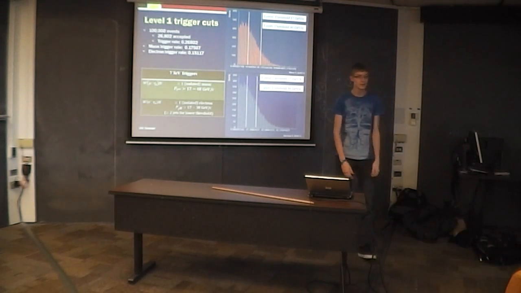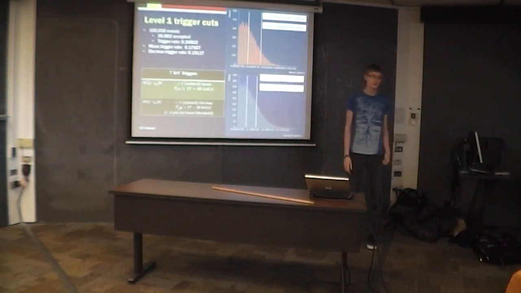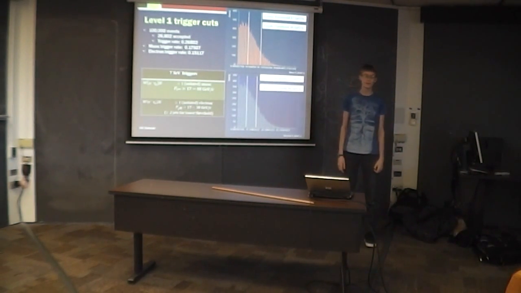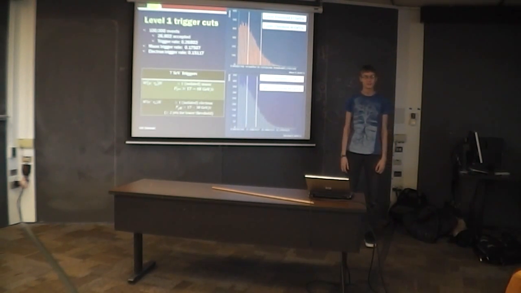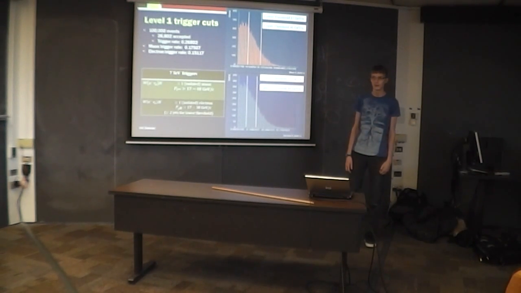Hello, my name is William Drennan. For my part of the project, I did the level 1 trigger cuts on 1,000 events using the semi-leptonic triggers for the W boson decay. 26,802 events were accepted, giving an overall trigger rate of 0.268, an overall muon trigger rate of 0.17, and an overall electron rate of 0.15.